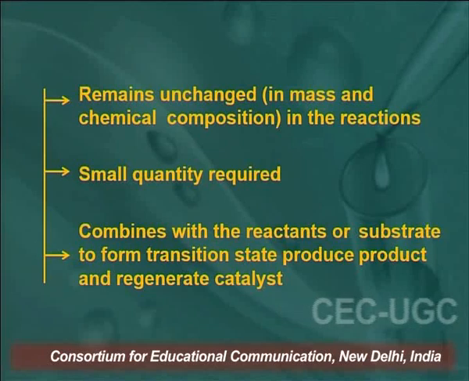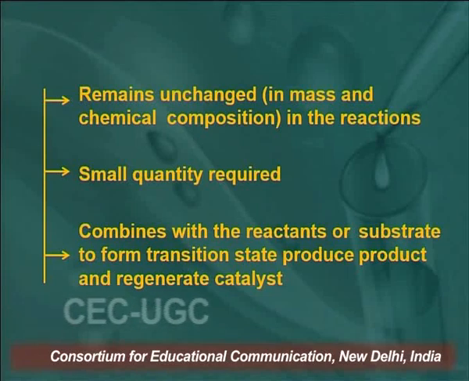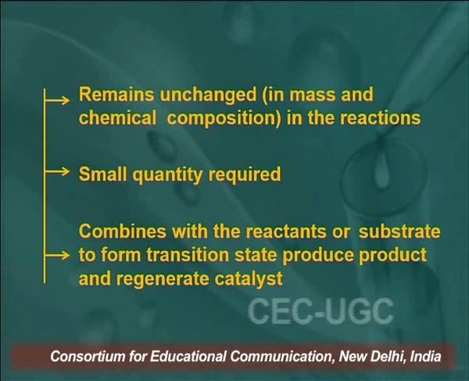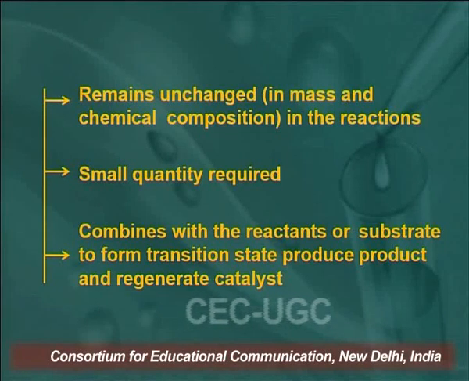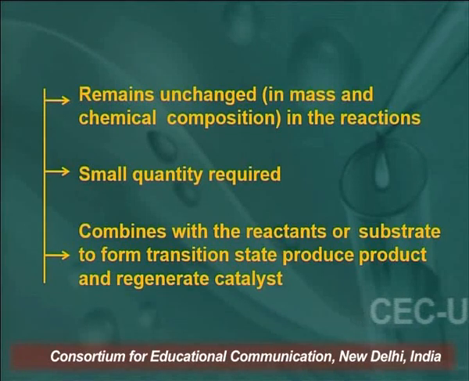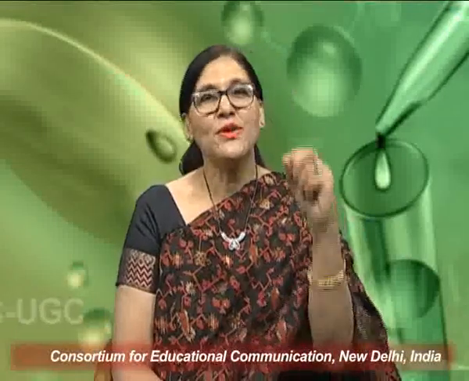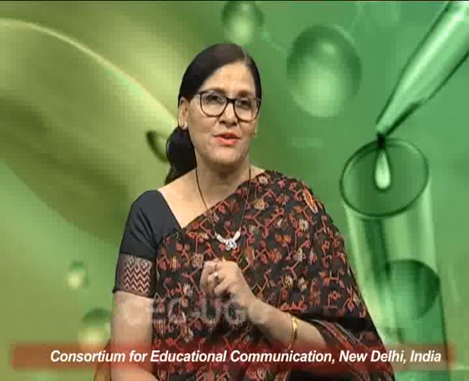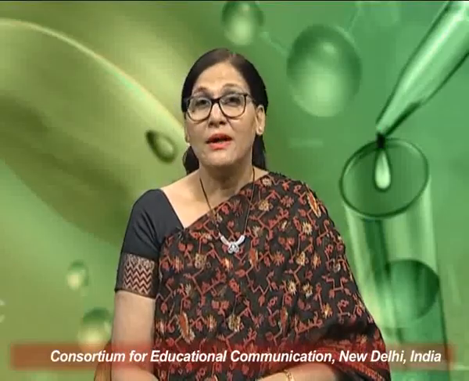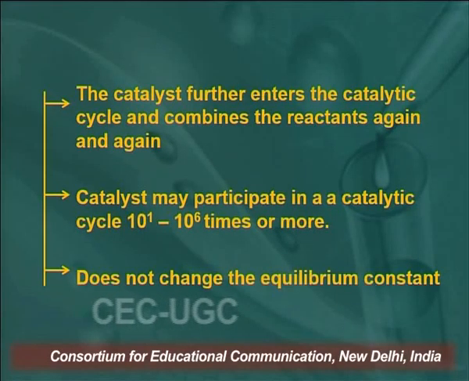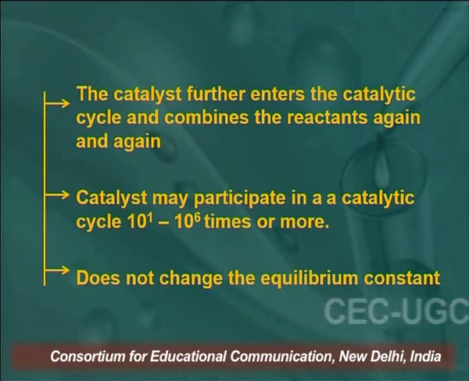Another important feature of catalyst is it requires a very small quantity. A small quantity is required in the reactions. So catalyst combines with the reactant or substrate to form a transition state, produces product and regenerates catalyst also. So the catalyst we used in the chemical reaction regenerates also. This is also a very important feature of catalyst. The catalyst further enters the catalytic cycle and combines with the reactant again and again.